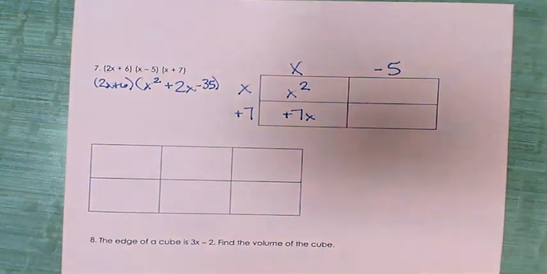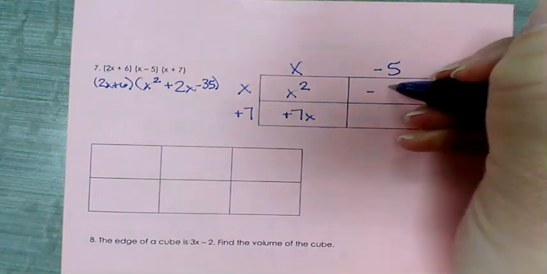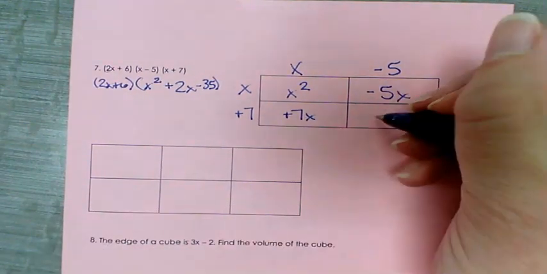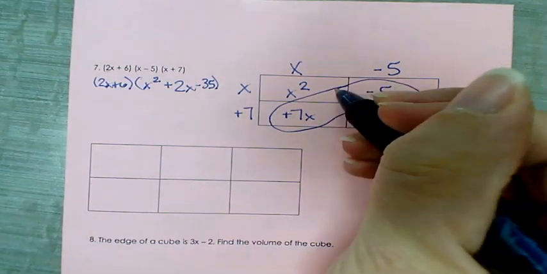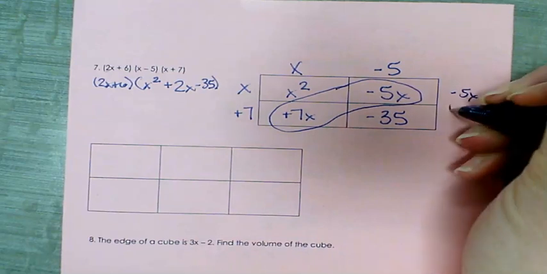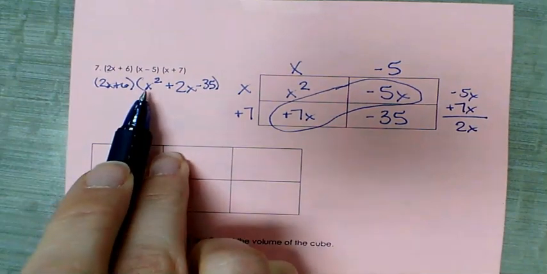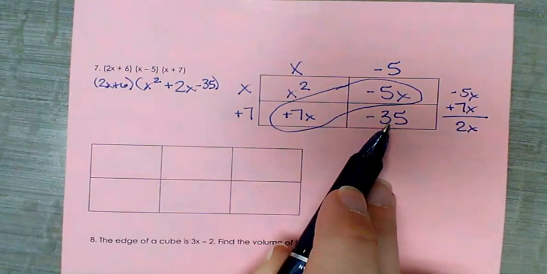I always end up putting my signs here because that helps me keep everything straight. X times negative 5 here is negative 5x. And negative 5 times positive 7 here is negative 35. Your common terms, your like terms, should be in the diagonals. So here, if I add these 2 together, negative 5x plus 7x, that gives me 2x. And so that's my middle term, x squared plus 2x minus 35.